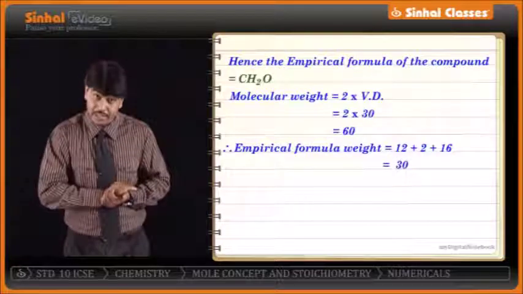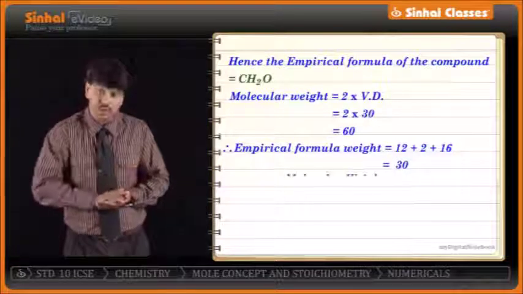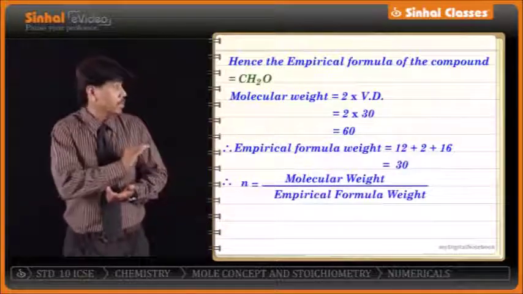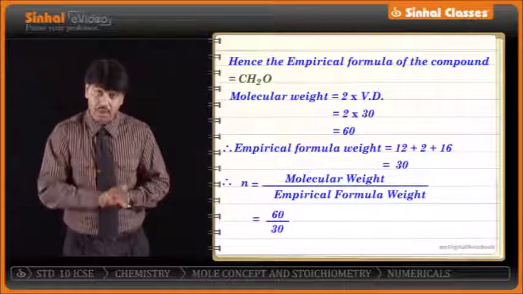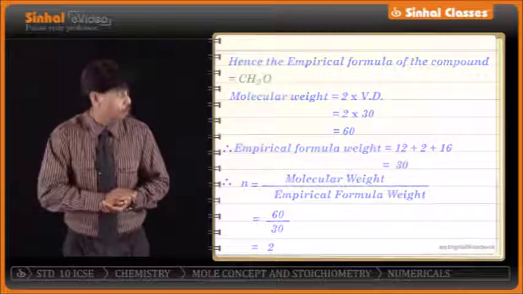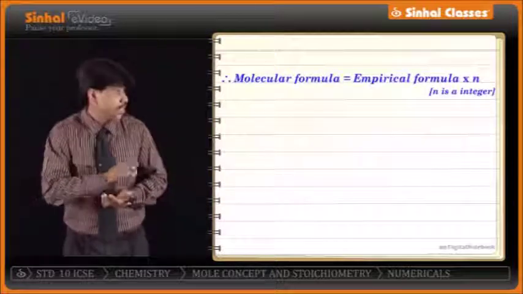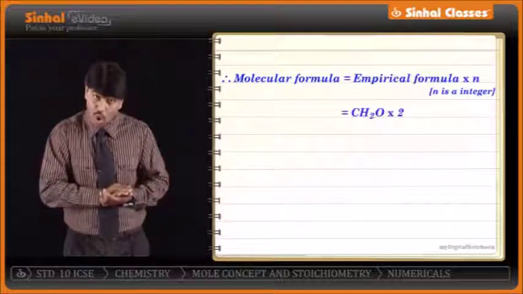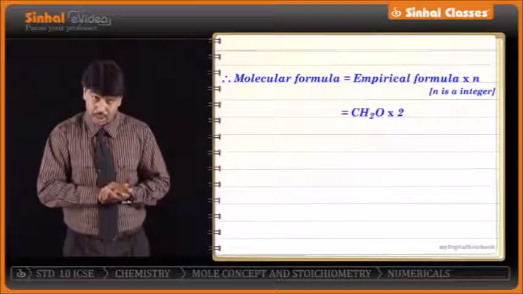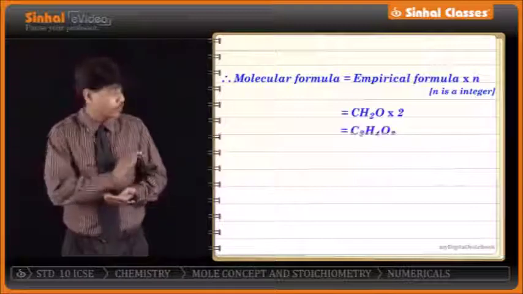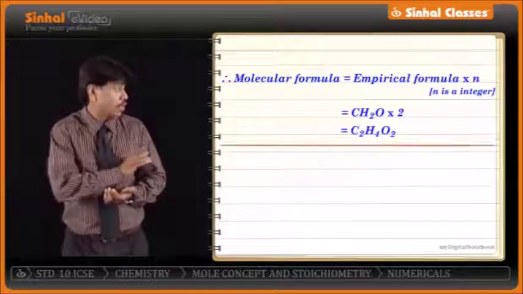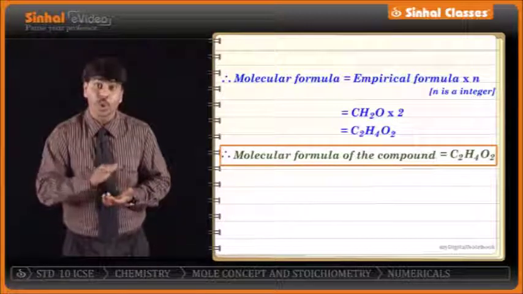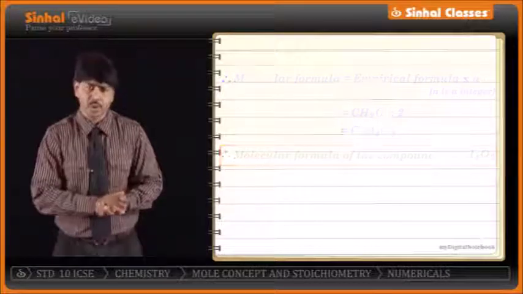Now let's find out n, a whole number. It is the ratio of molecular weight divided by empirical formula weight. 60 divided by 30, answer comes out to be 2. So n is 2. Now molecular formula is empirical formula into n. That is CH2O into 2. So the answer comes out to be C2H4O2. Therefore, the molecular formula of the compound is C2H4O2.